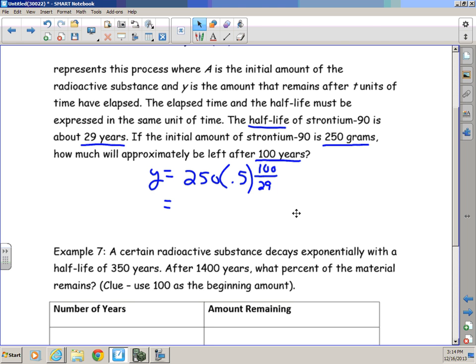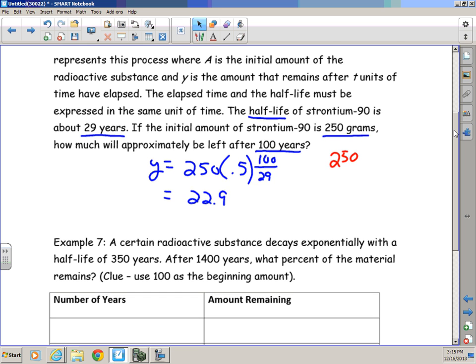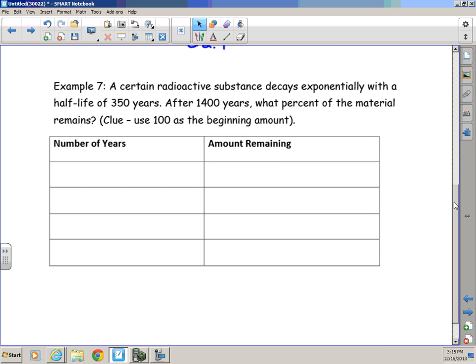Now, when we look at this, you'll see that it makes some sense, because if I start with 250, and you're going to see this in the table, every 29 years I'm going to have half of whatever I started with left, that means I'm going to go through about 4 iterations or a little less. Let me show you with this table below what I'm talking about.